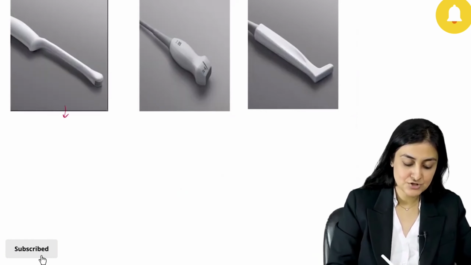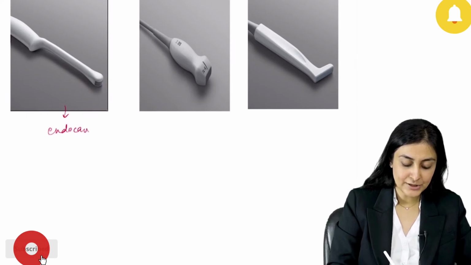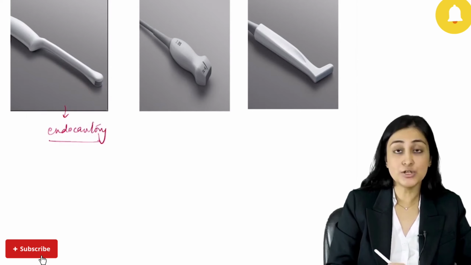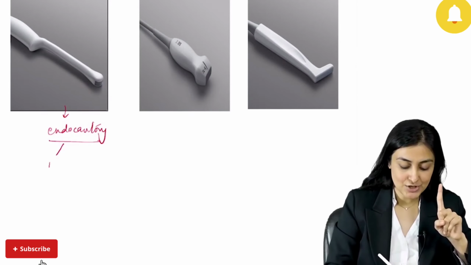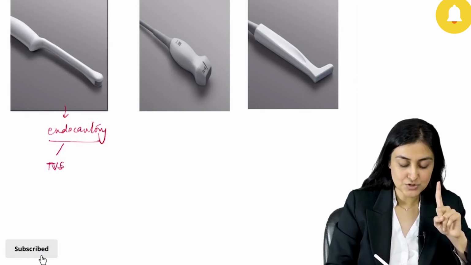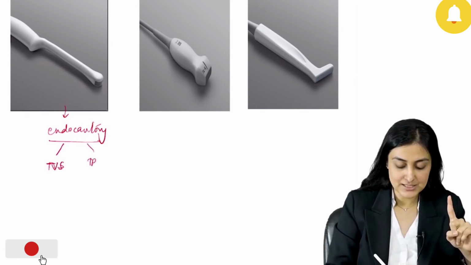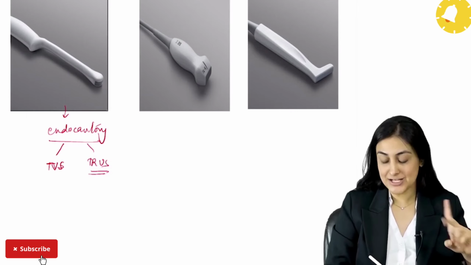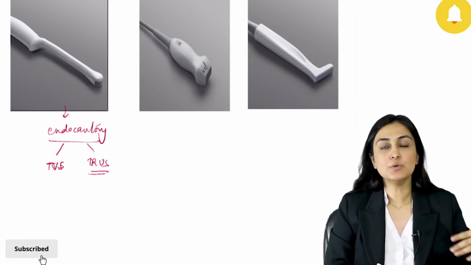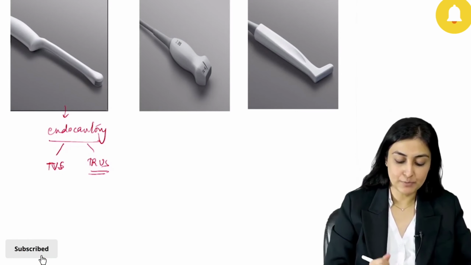So this, as you can see, is shaped like this. This is an endocavitary probe which can go into cavities, such as transvaginal sonography. So this can do TVS and this can do transrectal sonography. These 2 sonographies can be done with this special endocavitary probe.